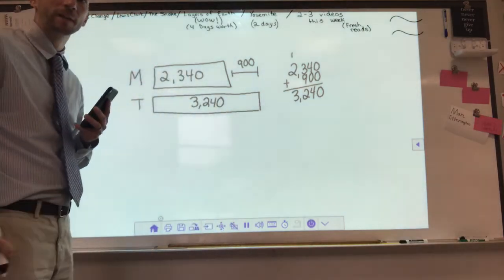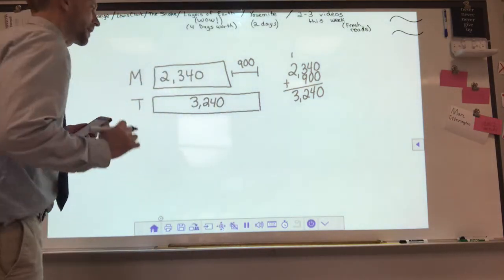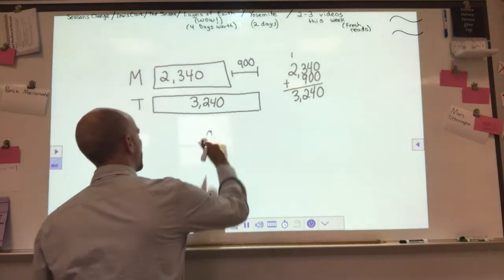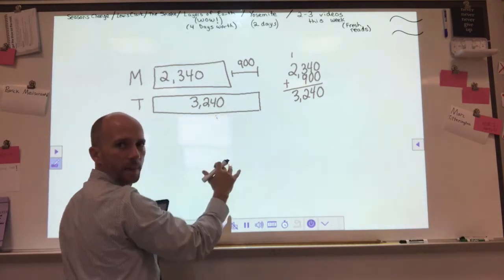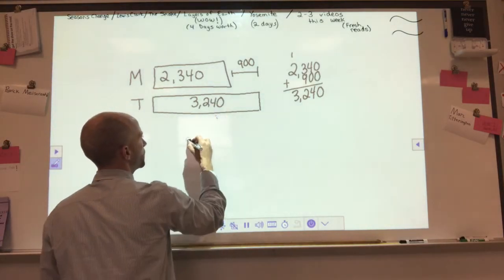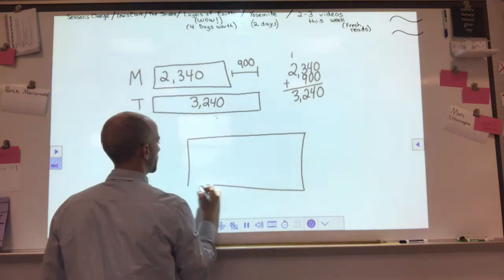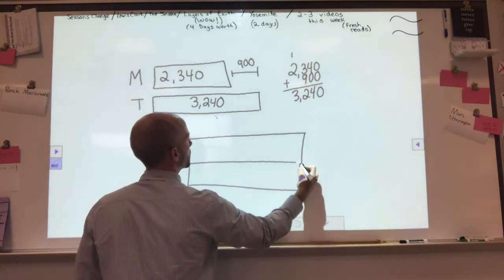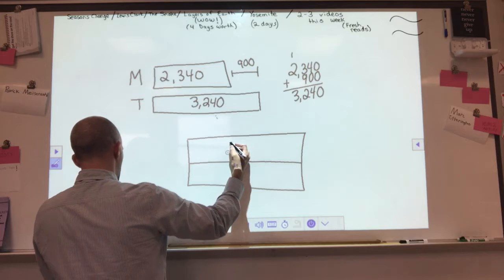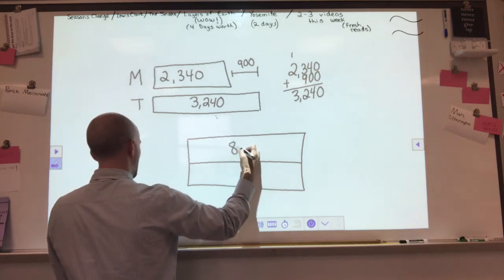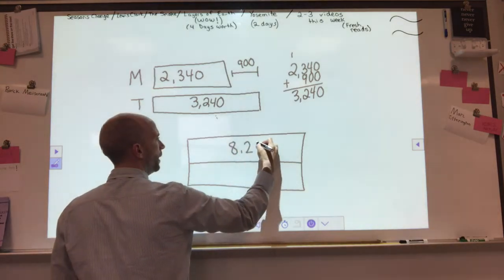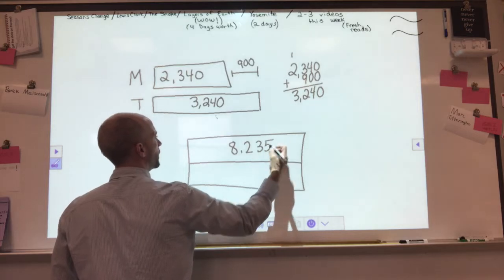Now I have to figure out Wednesday. So that's going to be a whole separate tape diagram. But notice this one's going to now be copied down and transferred over to the other one. And this is again going to be another step. So it'll be 3 total steps. The total amount of visitors was 8,235 in the 3 days.